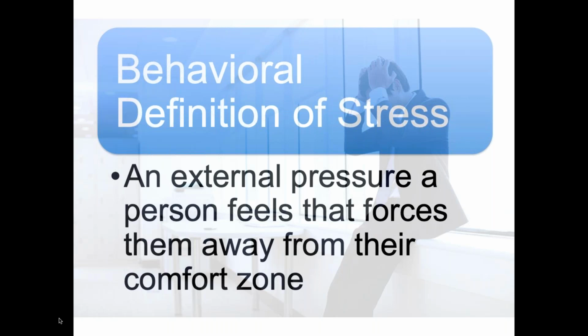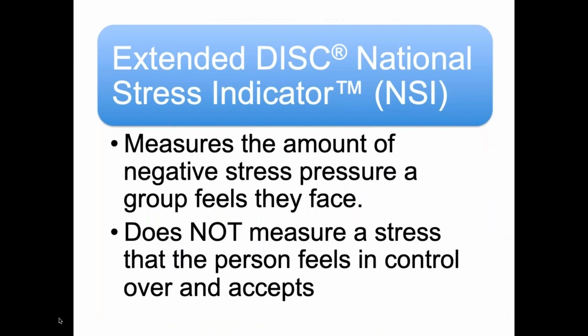So what is the National Stress Indicator and how does it help us look at global stress trends? Let me give you a definition of what it is first. Number one, it is unique to the Extended DISC tool. And I'm also going to call it NSI for short, just so I don't have to say the whole thing every time. It's designed to look at global populations' cumulative stress indices by measuring the amount of negative stress pressure that that group feels they are facing.